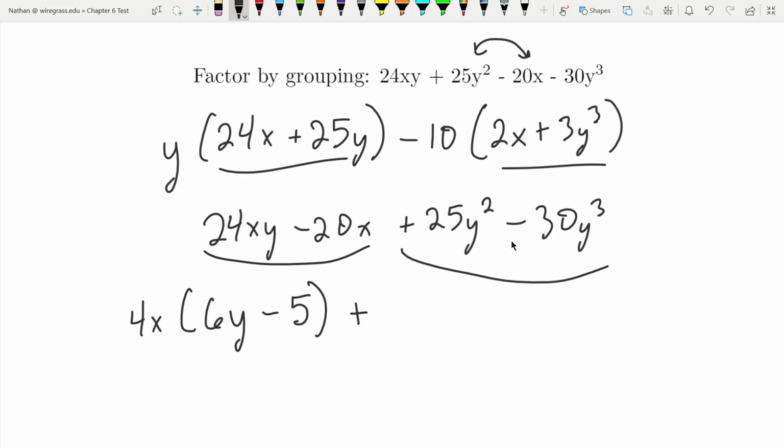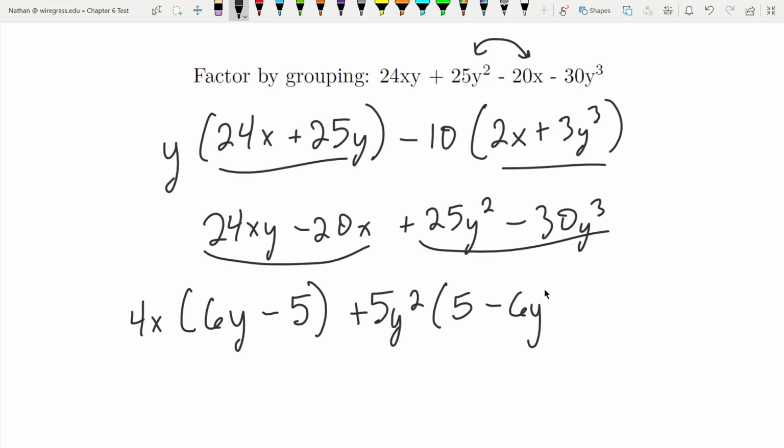And then I can take out a 5 from both of these, and a y squared from both of them. So I'm going to take out a 5y squared. It leaves me with 25 divided by 5 is 5, and I took out both the y squareds. The negative 30 divided by 5 is negative 6, and I took out 2 y's from here, so I'm just going to get y from that one, because I took out 2 of them. So y squared times y is y cubed.